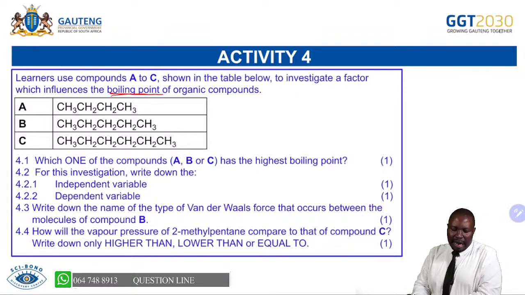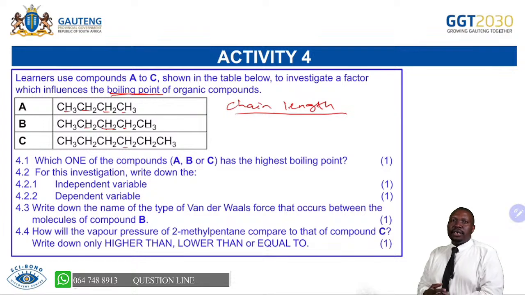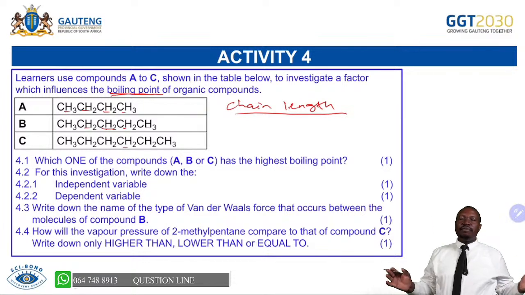But now what is changing? You check 1, 2, 3, 4, 5, up to 6. So you're able to say what is changing is the chain length. Chain length is changing. That is the difference between A and B. You see the difference between A and B is CH2, difference between B and C is CH2. So you can see that these belong to the same homologous series.